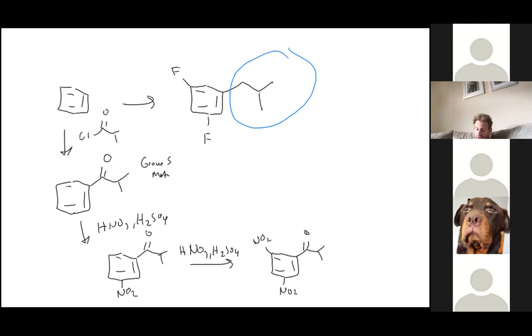From here, I can reduce this a couple of different ways. I can go straight to the alkane, or I could wait and do it later. It doesn't really matter. So adding in zinc, mercury, HCl will give me my carbon skeleton. And then I'm just going through my diazonium pathway.